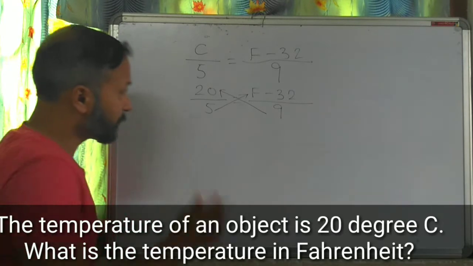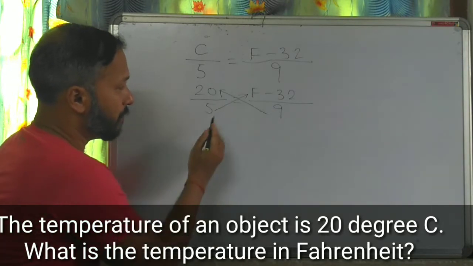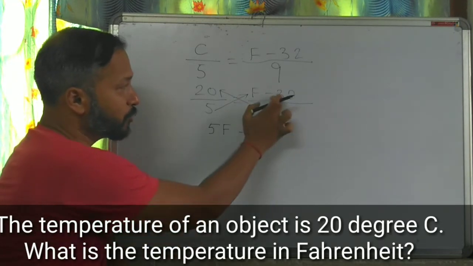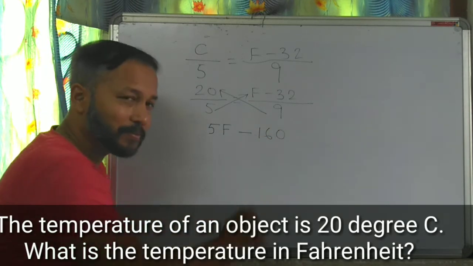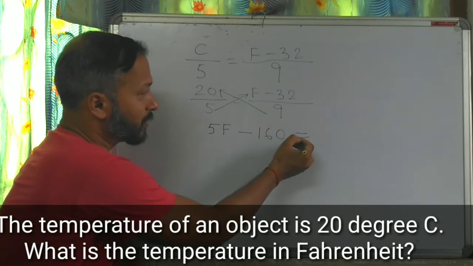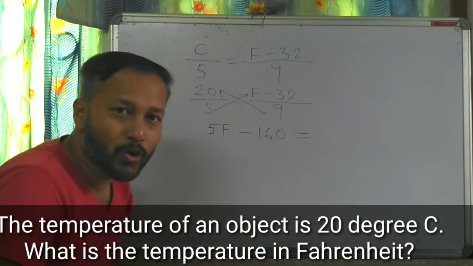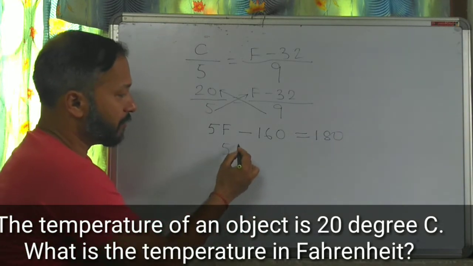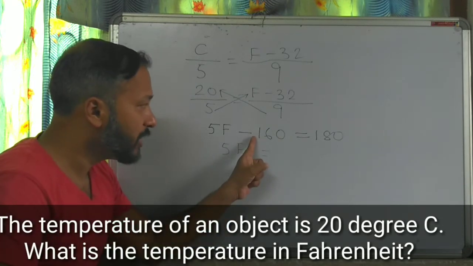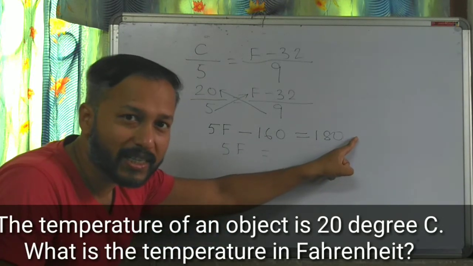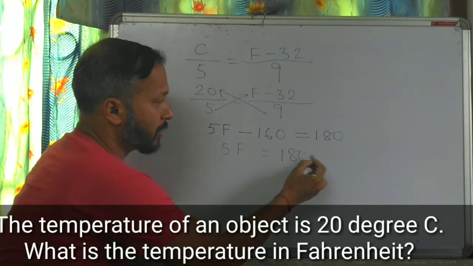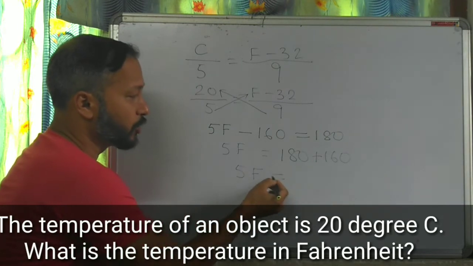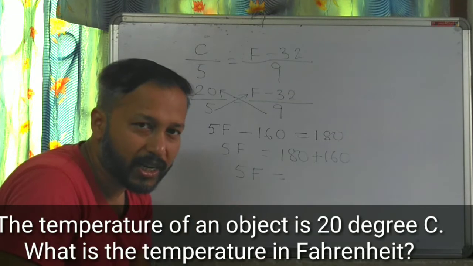So let us multiply it. 5 into F, 5F, minus 5 into 32, 160. Understood? Equal to 9 into 20, 180. So 5F, minus 160 will go that side, plus 160. So 5F equals 180 plus 160, 340.